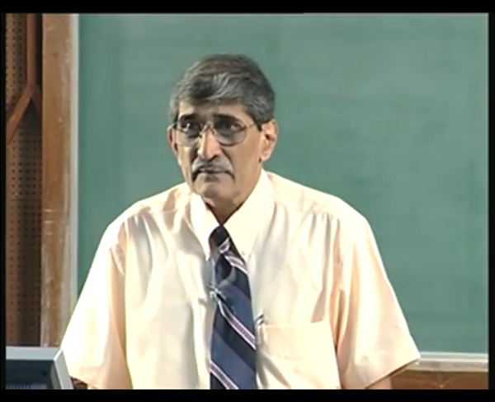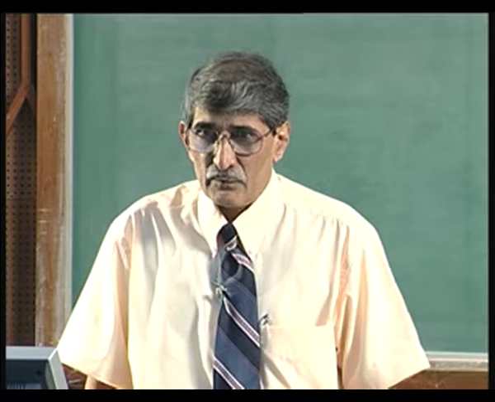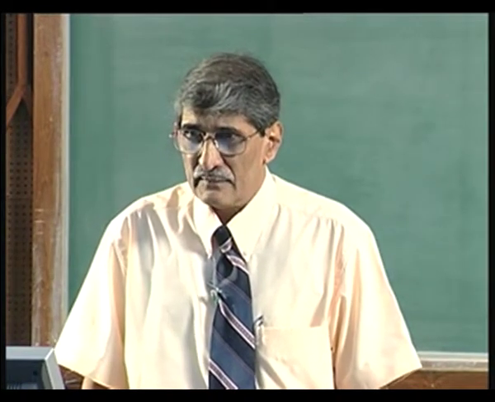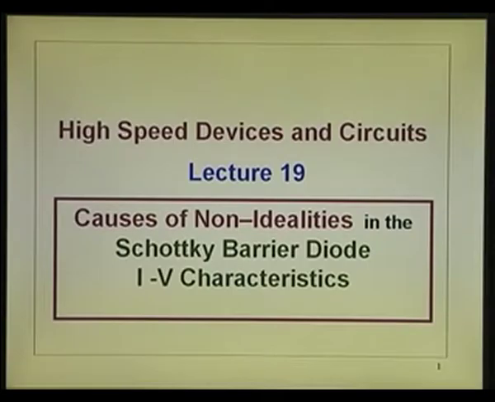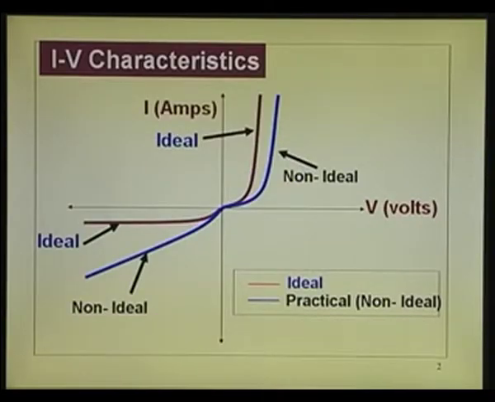So, we have been discussing the IV characteristics of Schottky barrier diode, and when we were doing that, we arrived at the ideal characteristics, and we have discussed. I will just summarize what we said last lecture. We have seen, or the experiments have shown, that the IV characteristics deviate from the ideal characteristics. For example, reverse current does not saturate, it will keep on increasing.